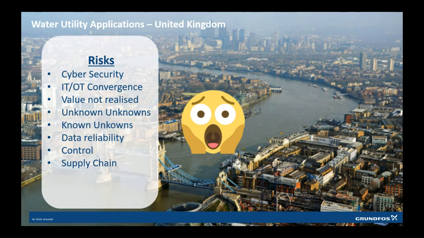There's a lot of unknown unknowns. It's a new world out there, and there's lots of things that people are concerned about. There's known unknowns. There's data reliability. So there's a preconception of how much can I trust the algorithms, the machine learning interfaces, the artificial intelligence. There's control, scope of control. There's supply chain, new suppliers, new partnerships that will be appearing that will create unknowns.